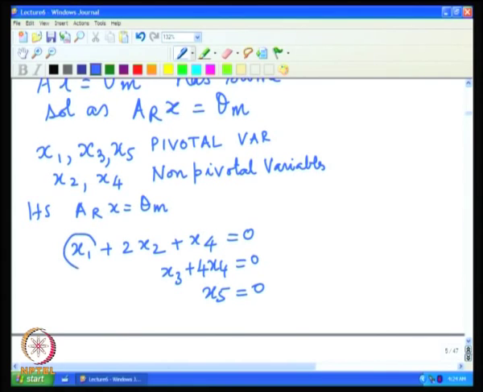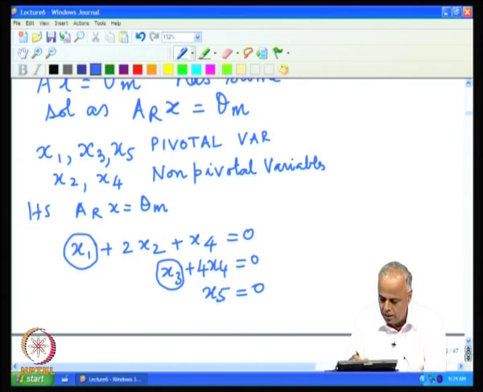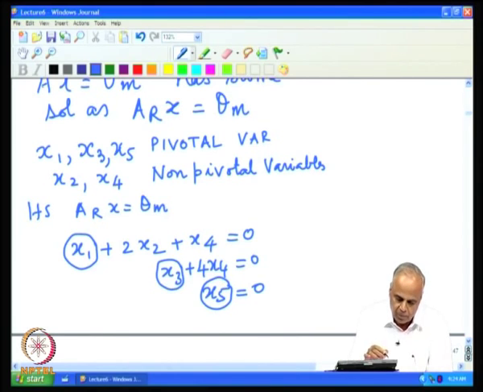Again, the pivotal variables are x 1, x 3 and x 5. What we do is, the first equation eliminates the pivotal variable x 1, and we get it only in terms of x 2 and x 4; the other pivotal variables do not occur. Similarly, the second equation eliminates the pivotal variable x 3, and it is only in terms of x 4 and not the other pivotal variables. The last equation eliminates the pivotal variable x 5 and does not involve the remaining pivotal variables.